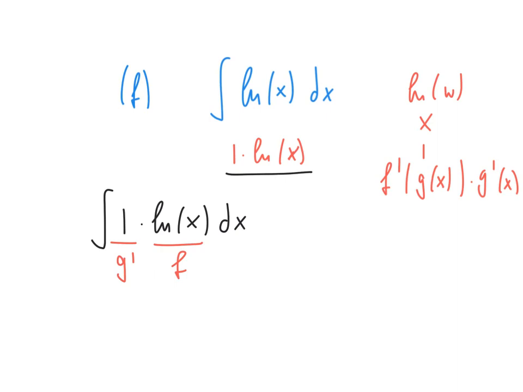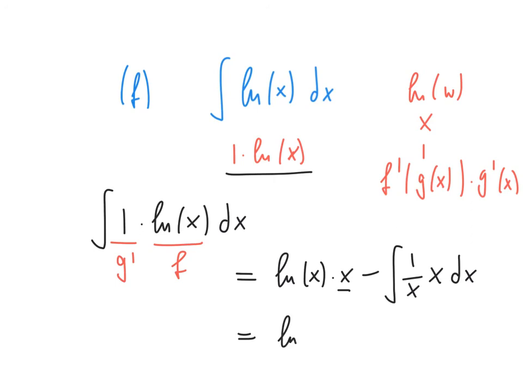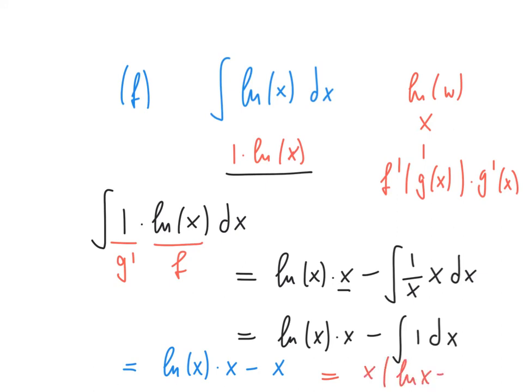So what happens now is f times g, where g prime is 1, so g would be x, minus, and now we take f prime, which is 1 over x, times g, which is x. So it would just be ln x times x minus the integral of 1 dx. But that's a really nice integral. We can solve this right away. So this would be ln x times x minus the integral of 1, which is just x. So, simplifying a little bit, we get x times (ln x minus 1) plus c.